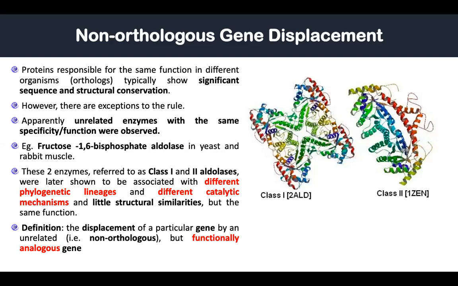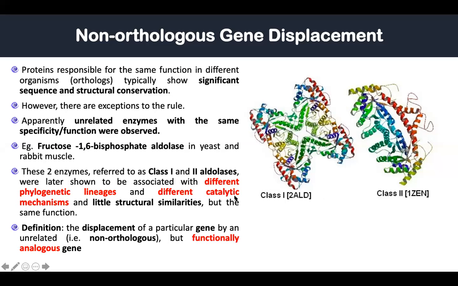So even the structure is different, and they have come from completely different ancestors, but we find them having the same function, right? An example is the enzyme fructose 1,6-bisphosphate aldolase, found in yeast as well as in rabbit muscle. These two enzymes, referred to as class 1 and class 2 aldolases, were later shown to be associated with different phylogenetic lineages and different catalytic mechanisms, right? They also have very little structural similarity, but they perform the same function.